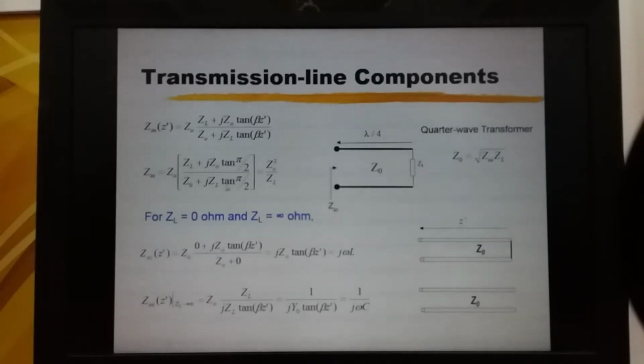So therefore this equation gives us Z0 squared over ZL. So notice that the impedance ZL is transformed to Zin, which is equal to Z0 squared over ZL. In other words, the impedance is inverted from ZL to 1 over ZL. So a quarter wave transformer is also called an impedance inverter or admittance inverter.